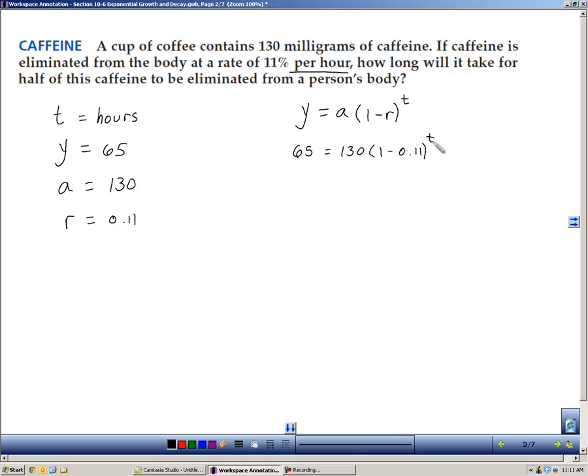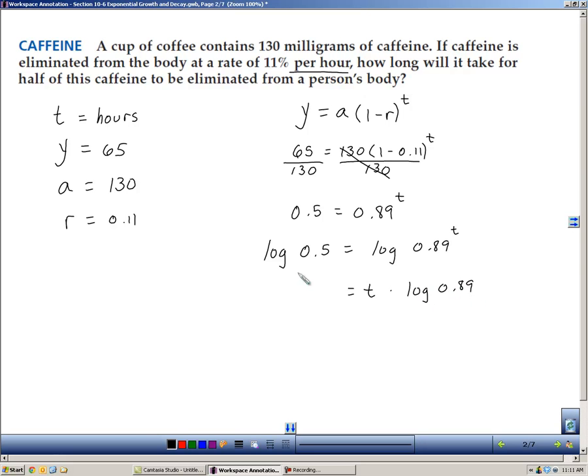So here's what it would look like. I want to isolate this t in the exponent. I'm going to start by dividing both sides by 130. 65 is half of 130, so this is 0.5 equals, and then 1 minus 0.11 is 0.89 to the t power. Now the way for me to get the t power down so that I can solve for it is I'm going to take the log of both sides. And now one of the properties of logarithms is a power property. That means I can take the t and put it out in front of the logarithm and multiply it. So that brings the t down from the exponent and makes it something that's being multiplied.